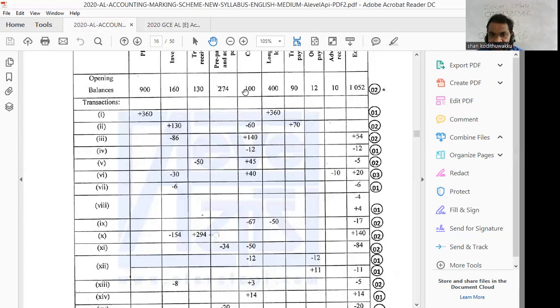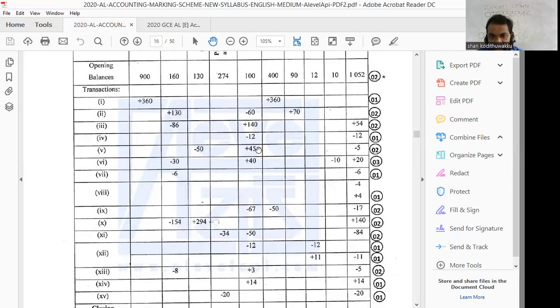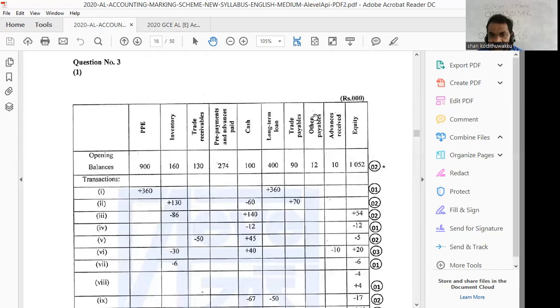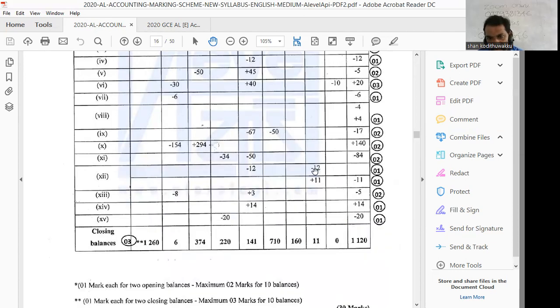As the business has paid last month's electricity bill, cash will come down by 12, minus 12. Last month, under other payables, we have 12. That is the electricity bill that was due for last month, 12. Therefore, minus 12 under other payables.